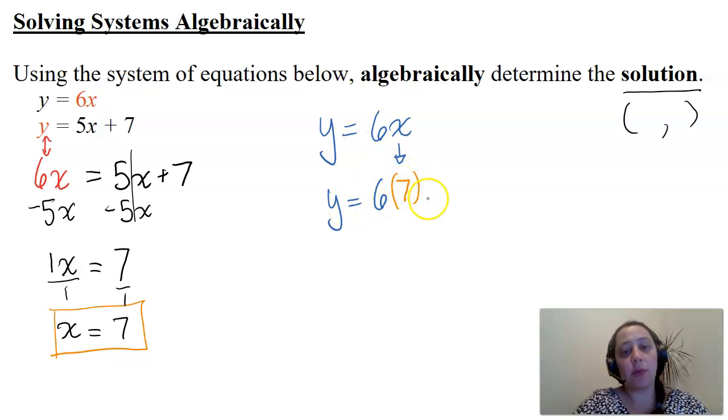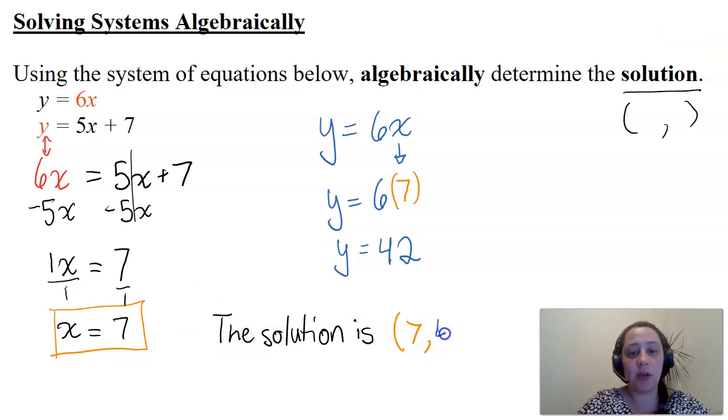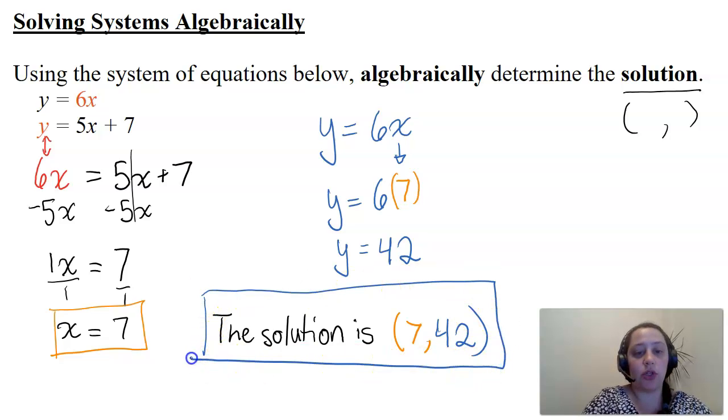Now, when we have parentheses, that means multiply. We're doing 6 multiplied by x, and now we're doing 6 multiplied by 7. 6 multiplied by 7 is 42. So if I'm going to write my solution as a point, we're going to say the solution is 7, 42. So this is my solution. This is my point that makes both equations true.